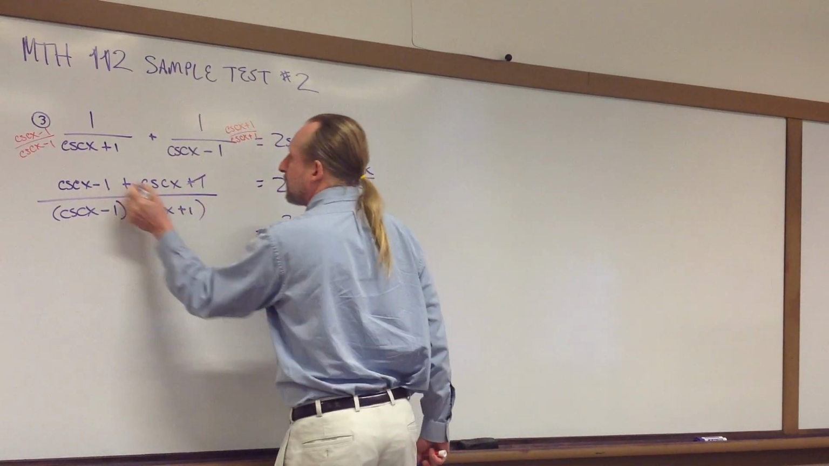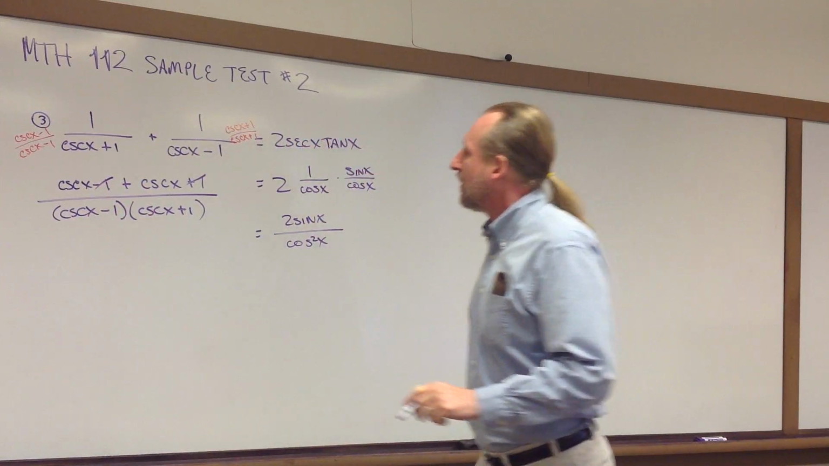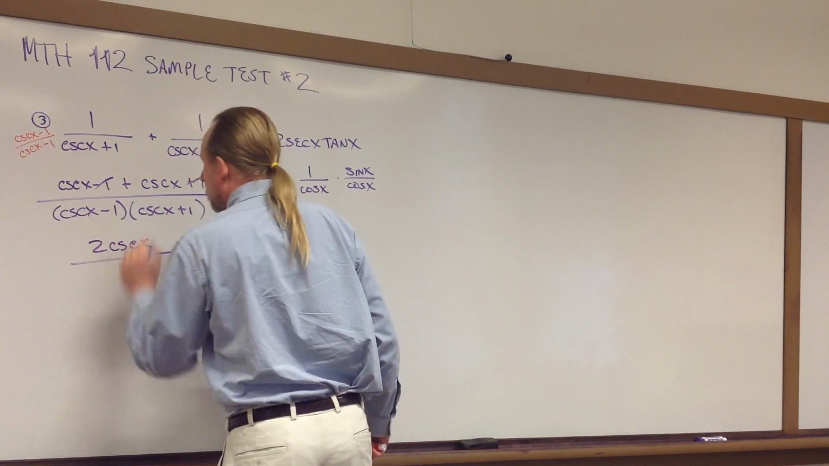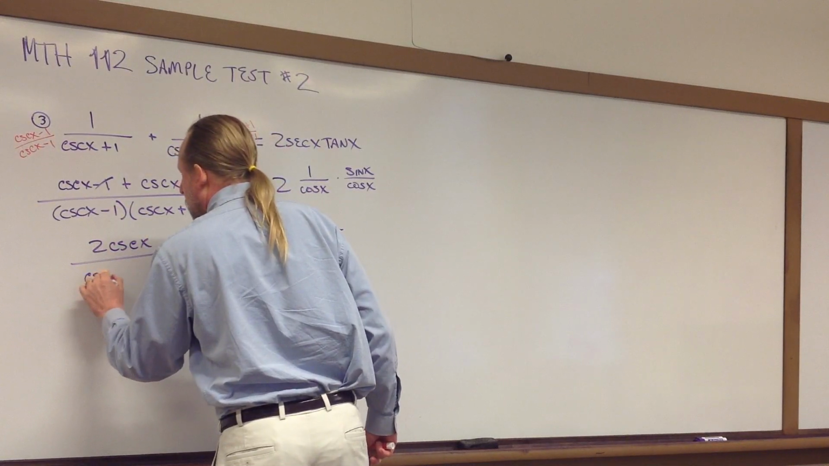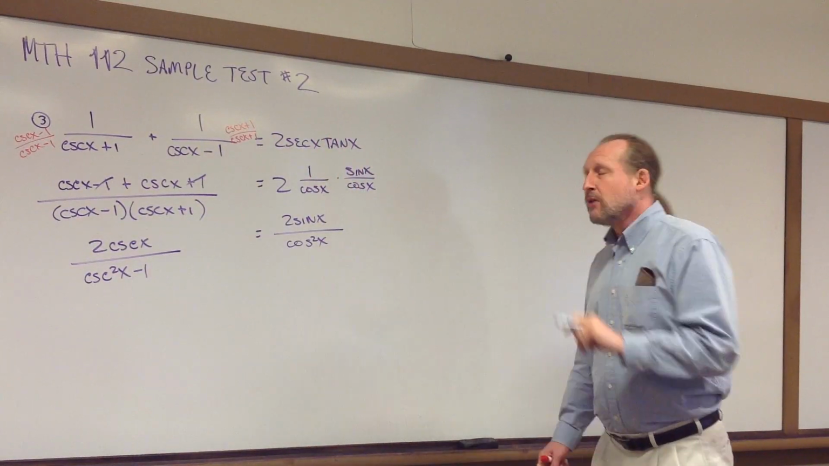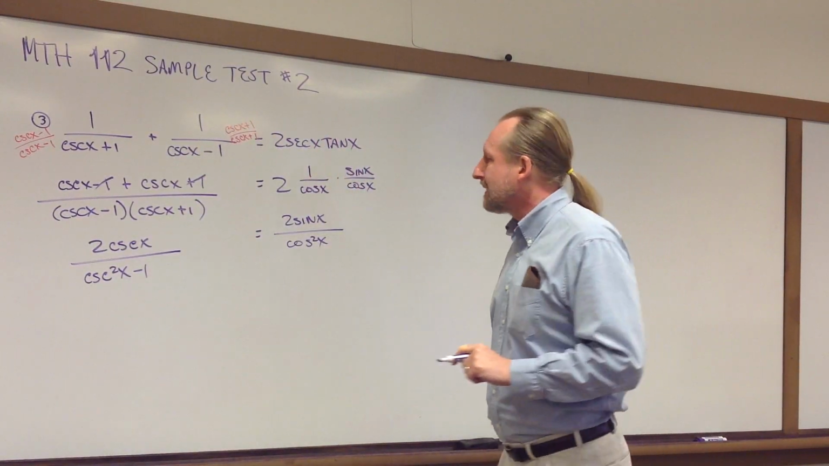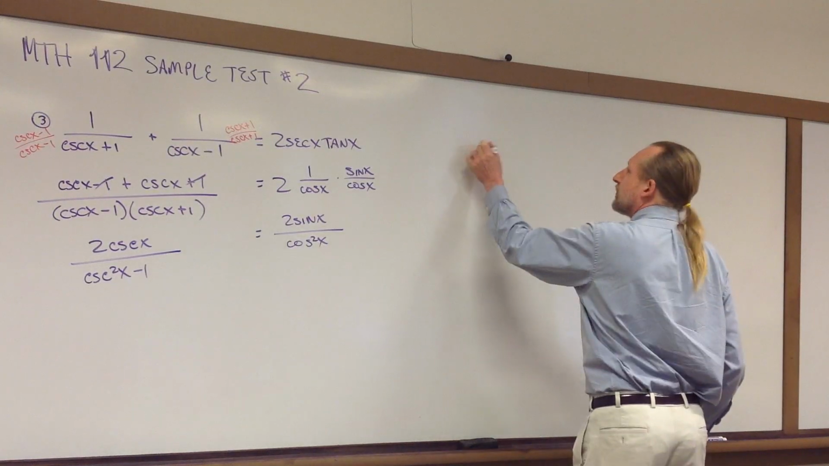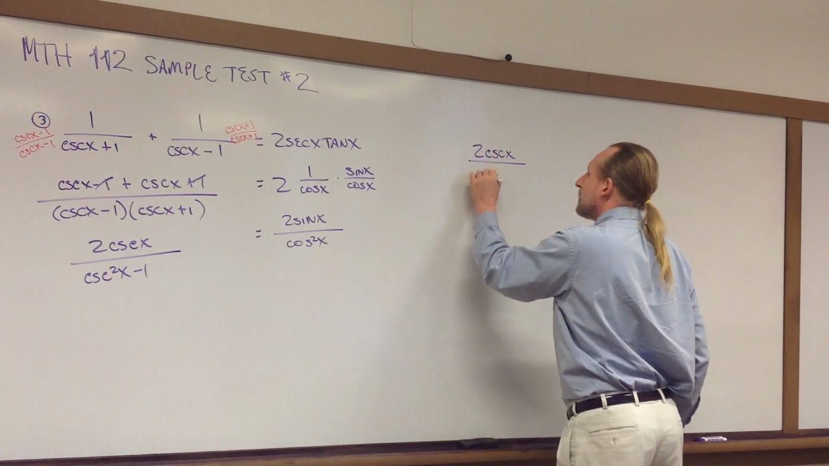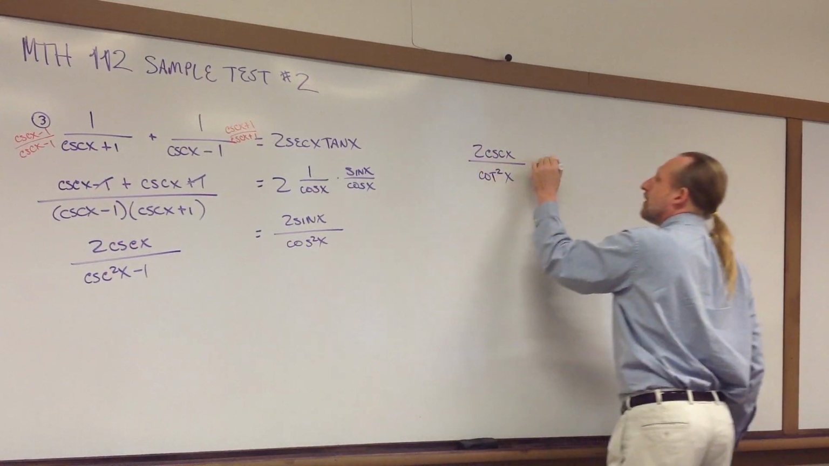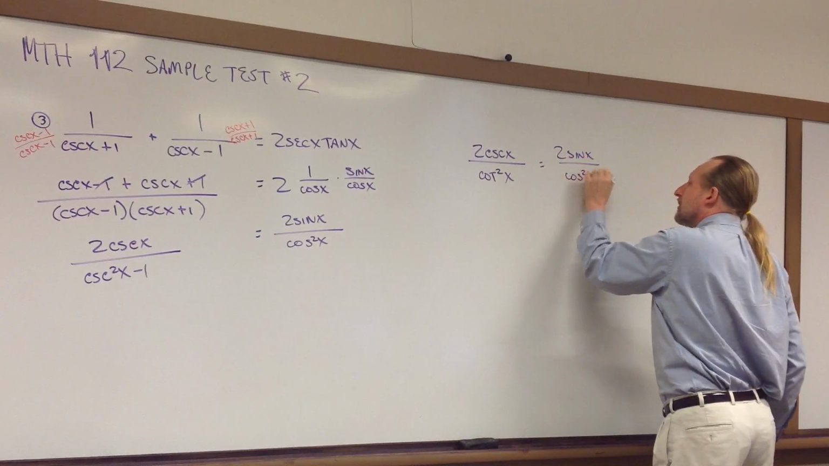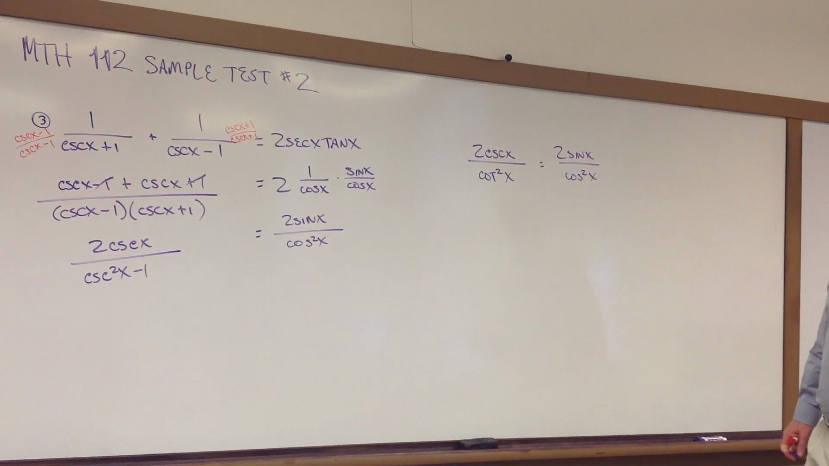So on the top, the plus 1 and the minus 1 make 0, and we end up with 2 cosecant x. In the denominator, if you multiply these together, we get cosecant squared x minus 1, which is one of the Pythagorean identities. So we can replace that with cotangent squared x. Alright, so now we want to show that this is equivalent to 2 sine x over cosine squared x.